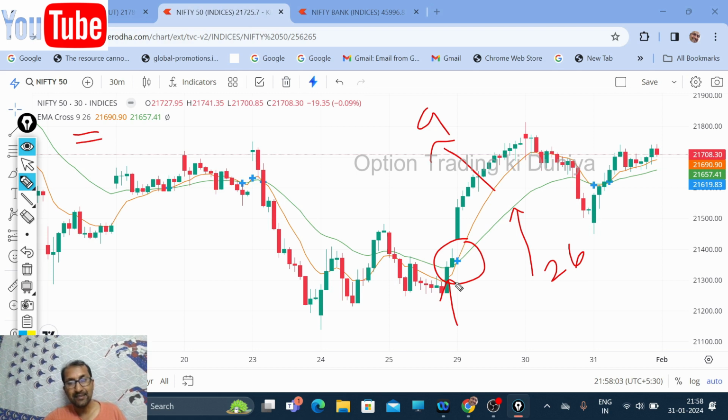So it's a clear buy because here the shorter term EMA is crossing the longer term EMA, and if you are buying somewhere at this level, so you can see the level. So if you are buying at 21,357, you would have at least got more than 300 points in that particular strategy, and you could have made a good trade.